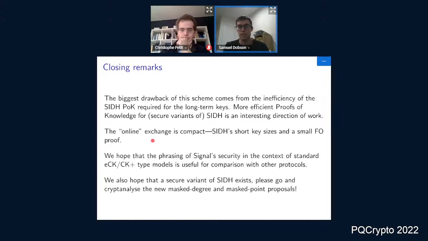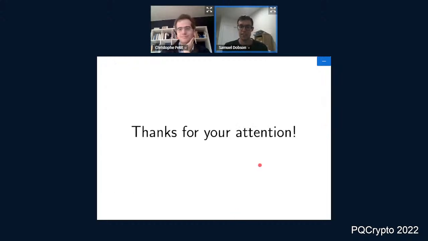However, the actual online part of the exchange, when you want to send a message and establish a shared key, is quite compact because SIDH has these nice short key sizes for post-quantum schemes, and the only extra addition is the FO proof. We hope that the analysis in terms of this new security model, which shows the exact security of Signal in the CK type notation, is useful. And we also hope that SIDH does turn out to be secure in some way, so that this protocol can be instantiated. But yeah, that is all from me.